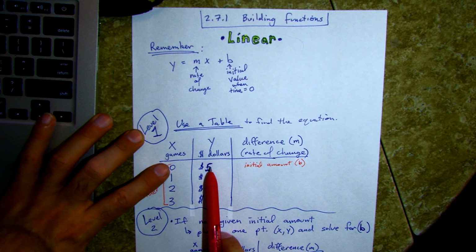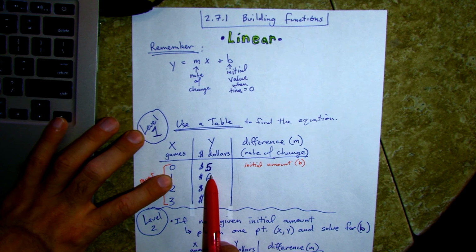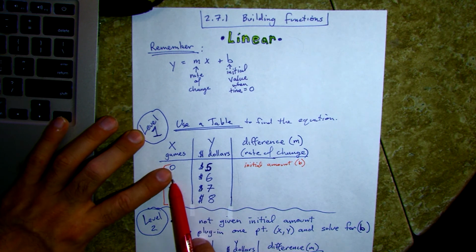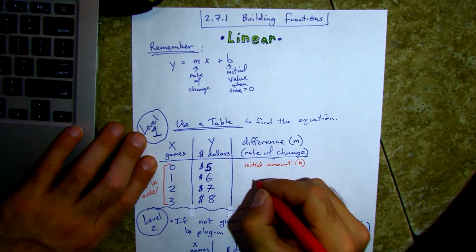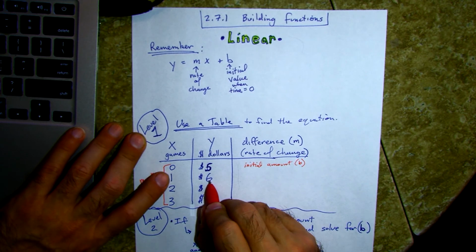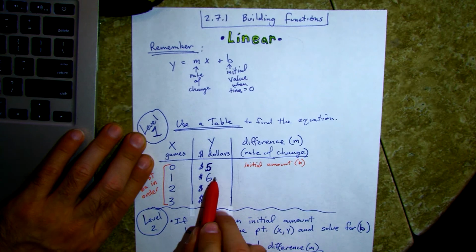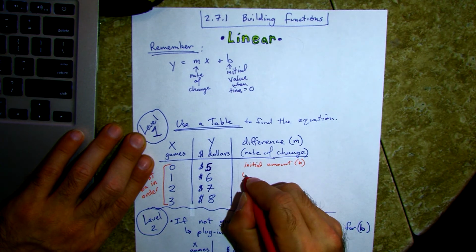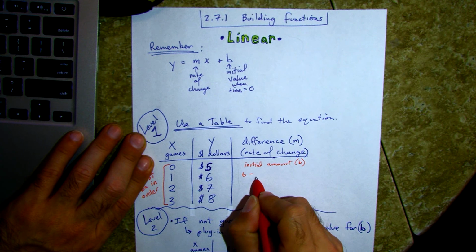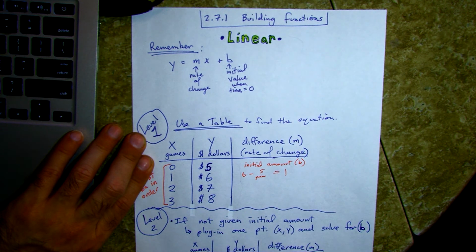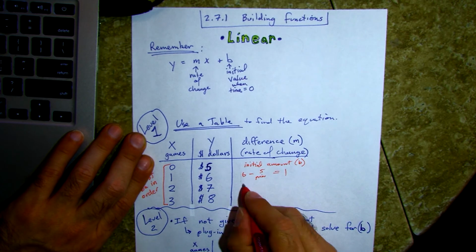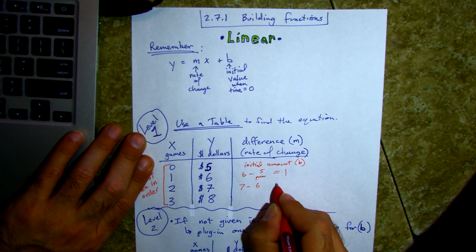So for instance, from 0 games to 1 game, I have 1 game and an amount of money that I earned for that game. The way that we're going to find the rate of change is we're going to take the current value we're looking at. We're going to take 6 and subtract the prior, 5. We get 1. All right. We're going to take 7. We're going to subtract the prior. We got 1.